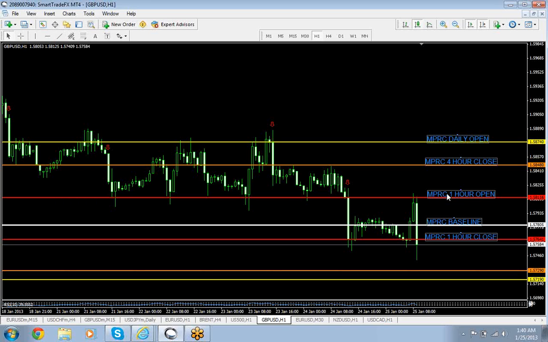What makes this a unique indicator is that the hierarchy has to exist. The monthly high and low gets marked. Then inside that, the weekly has to be inside the monthly. The daily highs and lows have to be inside the weekly. The 4 hour highs and lows have to be inside the daily. The hour high and low have to be inside the 4 hour. So if any of those overlap, for example, if the 1 hour is above the 4 hour, the hierarchy is broken and you don't have an MPRC. This indicator would be null and void, so those levels would not be marked.